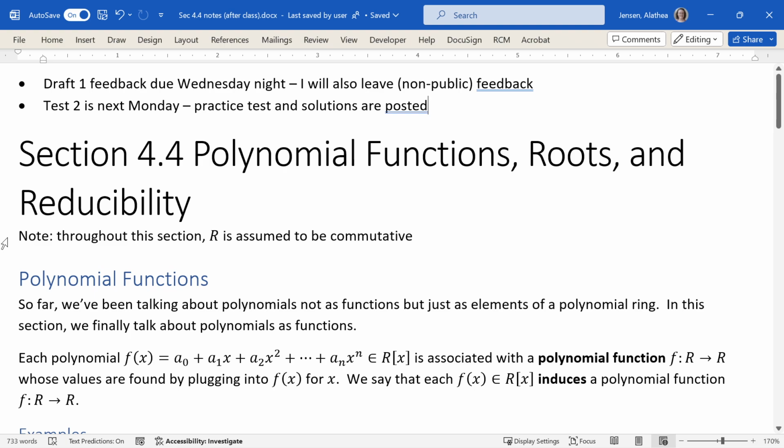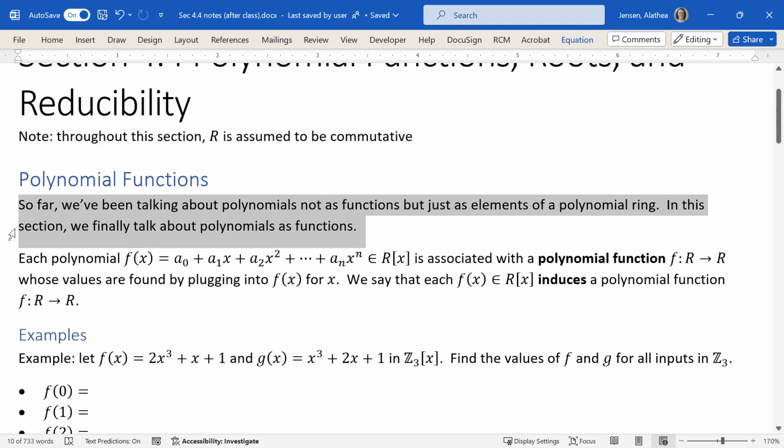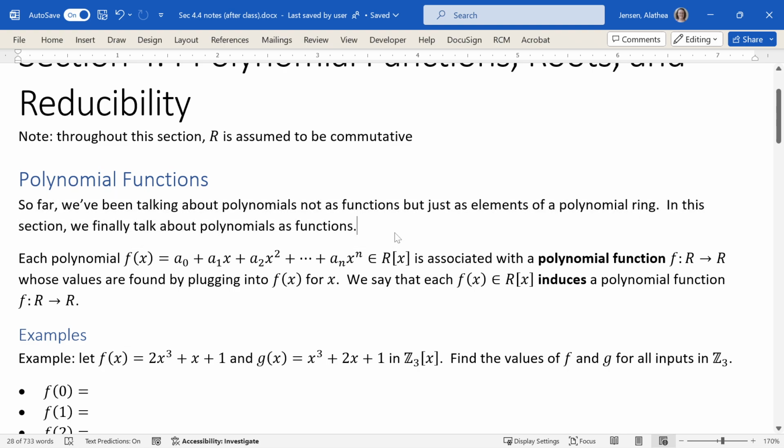All right, so getting into the material here. Throughout this section, the ring R that we're talking about is going to be assumed to be commutative. So keep that in mind. Not necessarily working with fields all of the time, but at least with a commutative ring. This is the section where we finally get to talk about polynomials as functions. Up to this point, we've only been looking at polynomials as just elements of a polynomial ring. They were basically just formulas, and we could add together the formulas or multiply them together, and that was pretty much it. In this section, we finally talk about polynomials as functions.